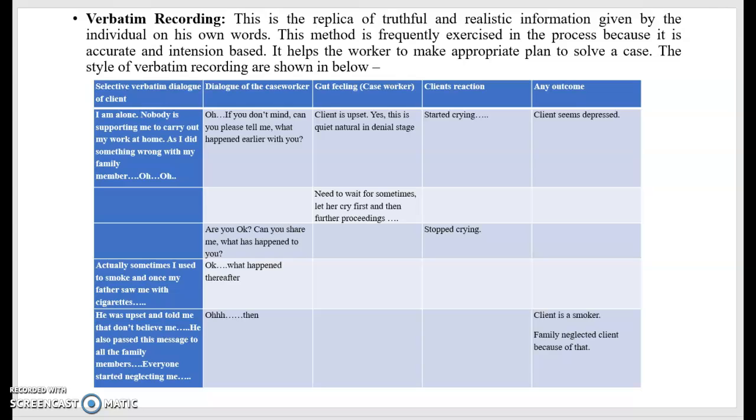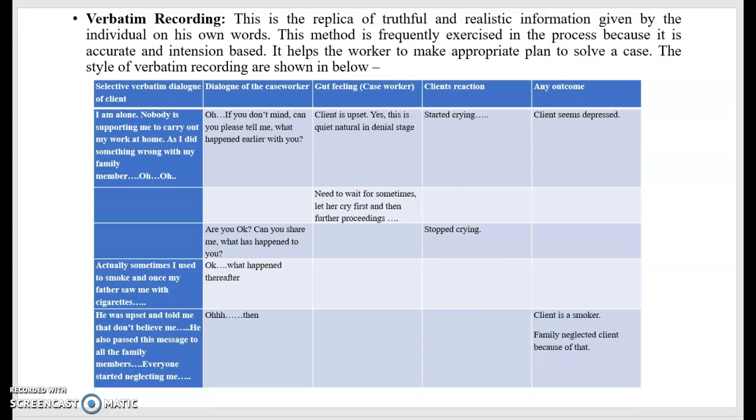So in that way, when you interact with your client, you need to record the dialogue, the exact dialogue. What is the client's dialogue? You need to record. What is your dialogue? You need to record. Then what are the gut feelings from your side, from the social worker side? You need to record. The client's reaction also needs to be recorded. Then the outcome you need to record. So in that way you can do verbatim recording.